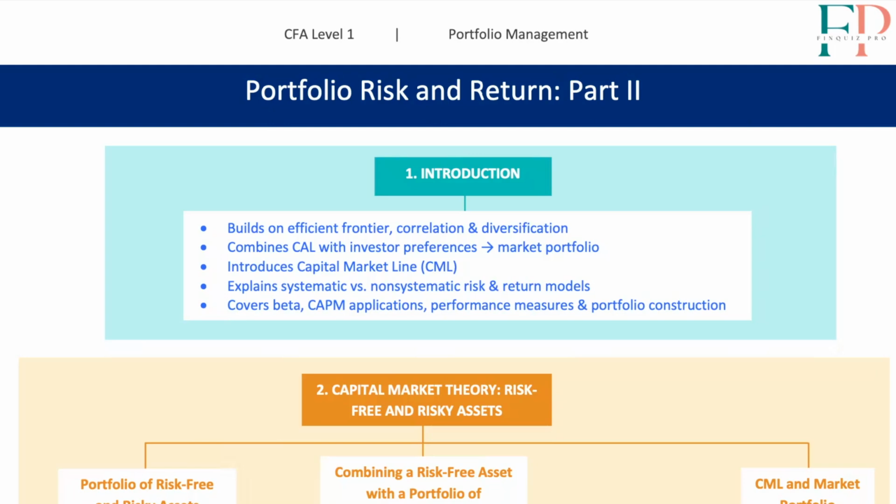All right, folks, welcome back to Fin Quiz. If you've made it through part one, congratulations. You've already built the foundation of modern portfolio theory. You learned how diversification shapes risk, how correlations drive efficiency, and how the capital allocation line changes the whole investing landscape. Now, in part two, we're leveling up.